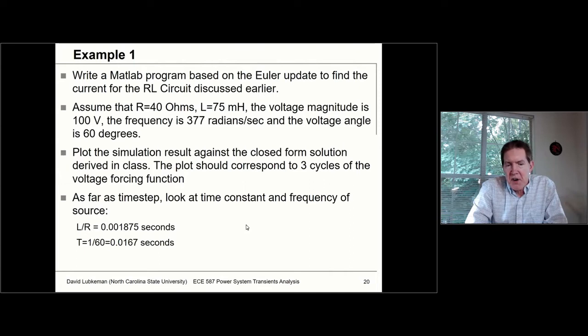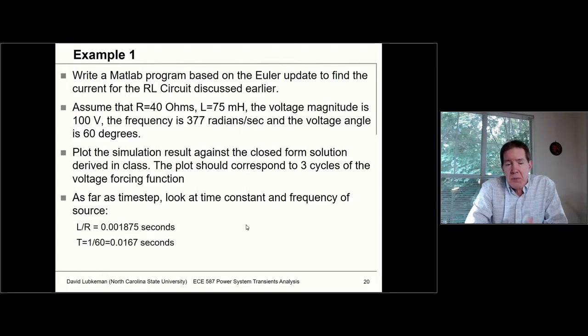And as far as time steps, some stuff we need to be looking at would be, what are some of the different time constants and frequencies in the results? In this particular case, we've got an RL circuit, so we're going to have a decaying DC offset. The time constant is 0.001875 seconds, so that's one thing to consider. That's going to decay out according to that time constant. And then we have a 60 hertz waveform we're trying to capture in our results as well.